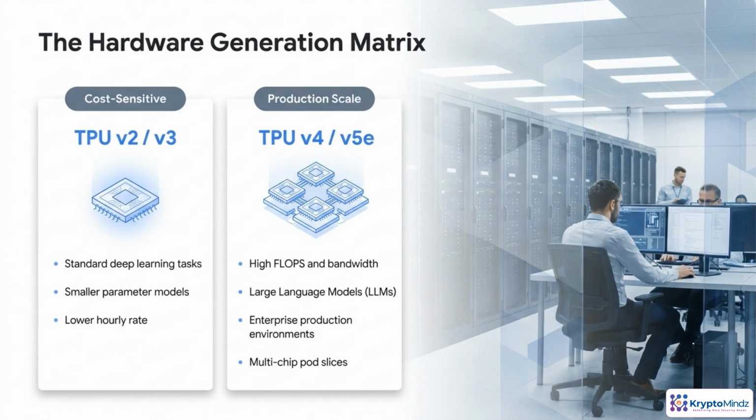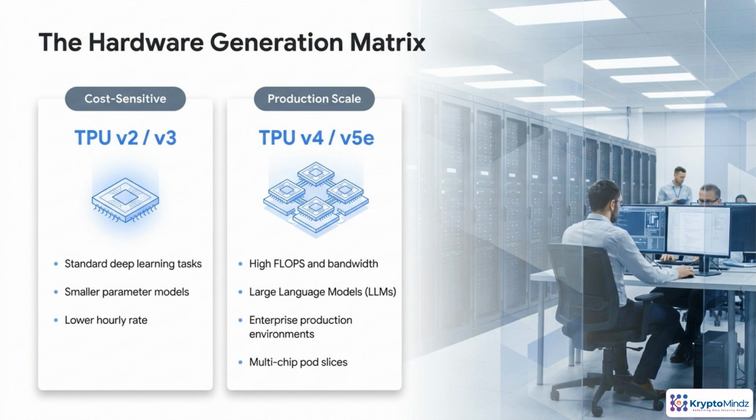Choosing a TPU generation is really about trading cost for scale. TPU V2 and V3 are your budget-friendly workhorses. Ideal for standard vision or NLP models, smaller parameter counts, and experiments where you'll run many trials.